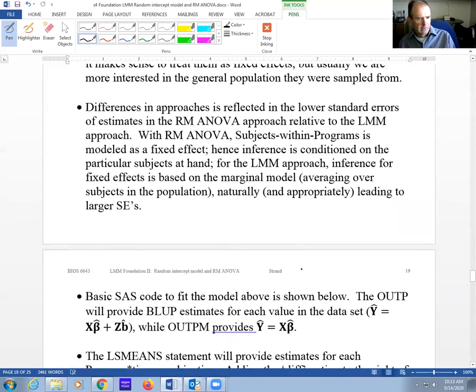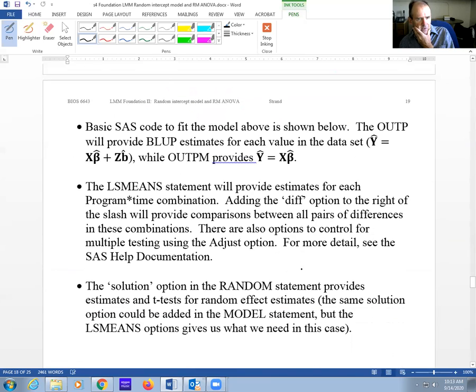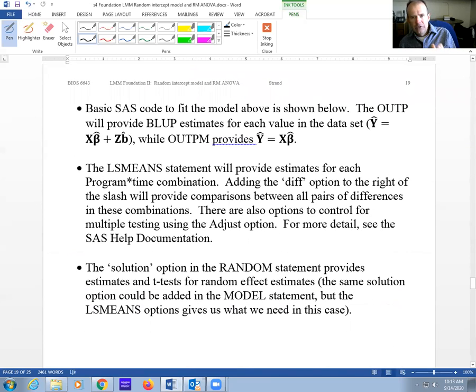We're getting close here. I just want to mention a few last things from these slides. There are two types of predicted values for a mixed model. There's one that incorporates the random effects and the other that doesn't. And in SAS, the way that you get the predicted values that incorporate the random effects is to use the out-P statement. And the one that doesn't incorporate the random effects is out-PM. So remember, there are two types of predicted values.